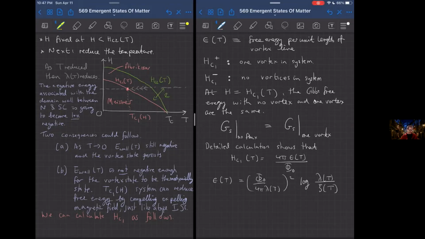Okay, so this is analogous exactly to what happens in the rotating superfluid, where there's a rotation rate where you have no quantum vortices in the system, and then as I increase the rotation rate, I now start to get one vortex in the system. And so this is the exact analog.